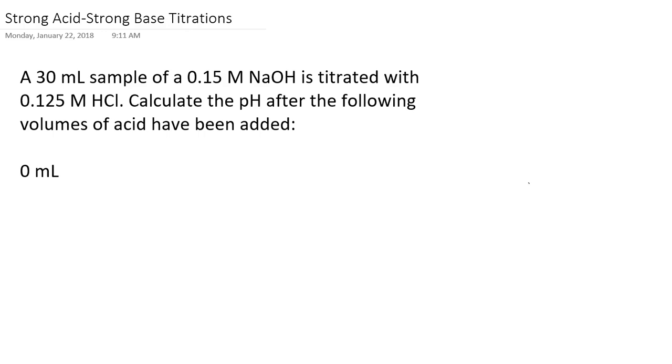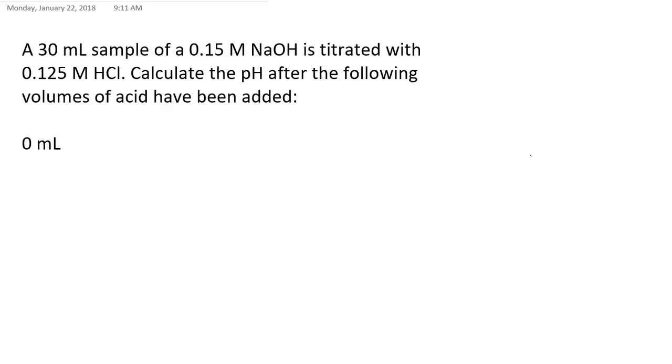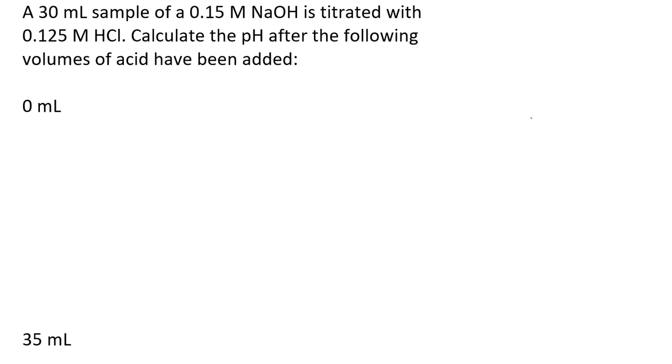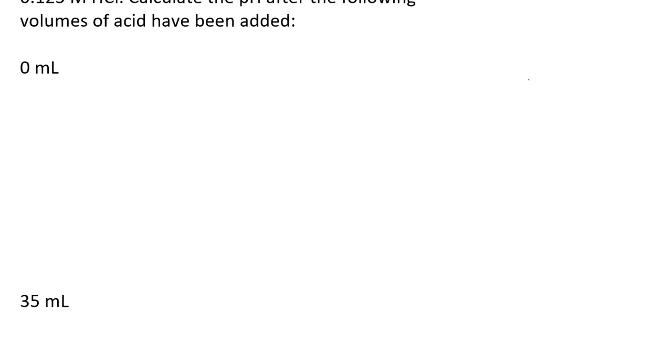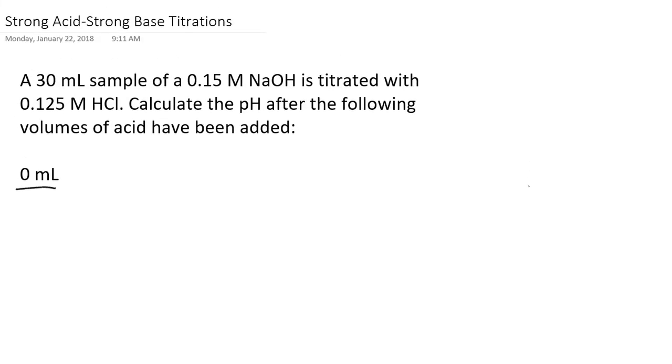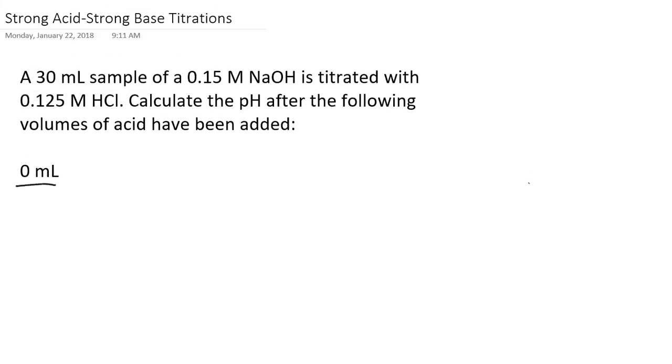0.15 molar sodium hydroxide solution that I'm going to be titrating with a 0.125 molar hydrochloric acid solution. And I'm asked to calculate the pH at several different stages within the titration. I've got at 0 milliliters, so basically before I've added any acid at all, at 35 milliliters, at 36 milliliters, and also after having added 40 milliliters of the hydrochloric acid solution, which serves as the titrant for this titration.